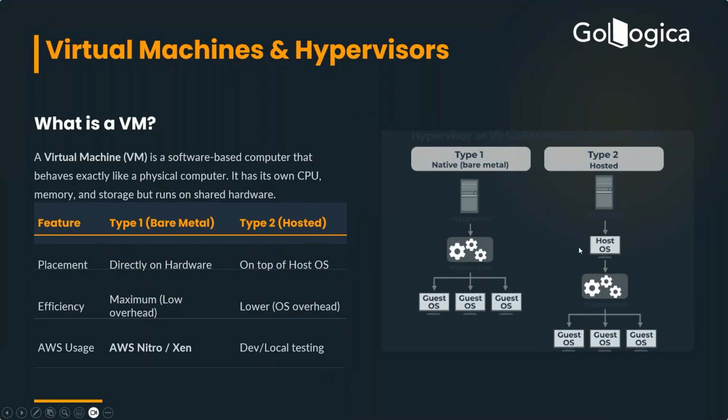Now, when we are using these cloud environments, in their data centers they generally use bare metal hypervisors, not the hosted hypervisors. Generally, the hosted hypervisors we use for development and local testing, when we need to test whether the applications run across different operating systems. So we check our applications in different environments on our local systems.